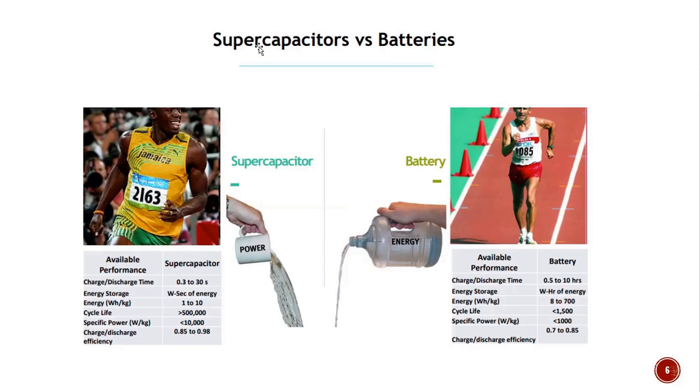So these are some basic differences between supercapacitors and batteries. A supercapacitor can be charged very fast as compared to batteries, and a supercapacitor has high power density and high energy density. So this is basically the difference between supercapacitors and batteries.